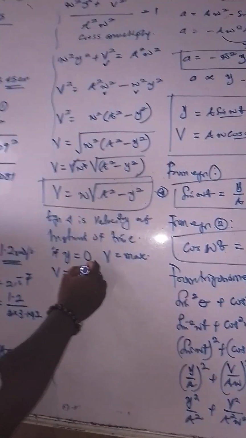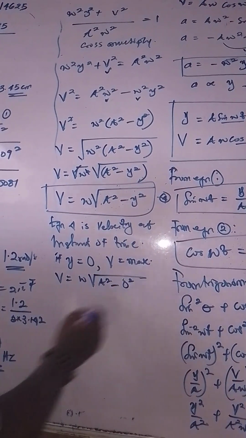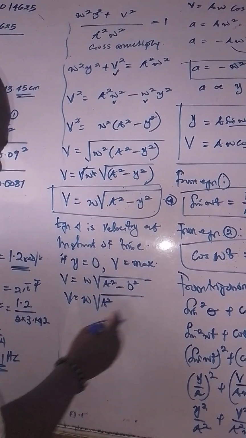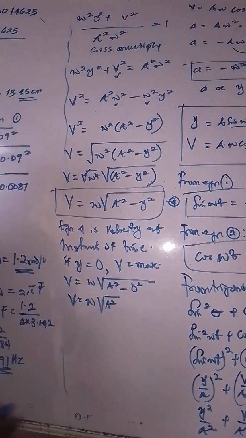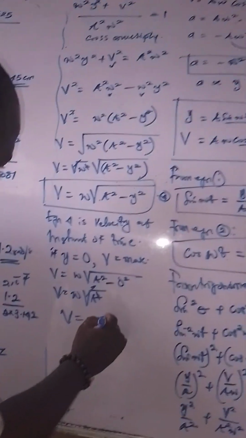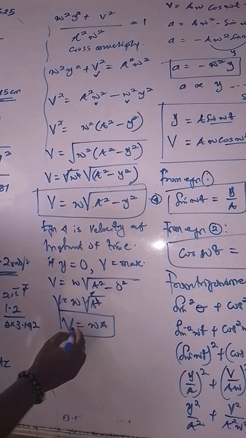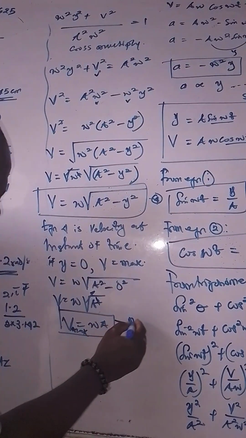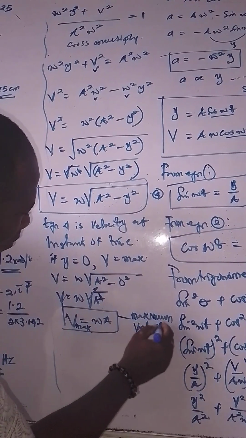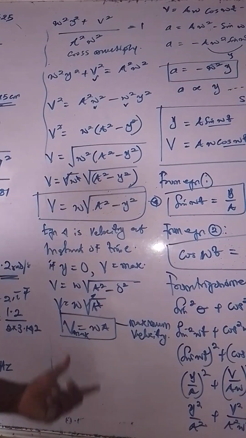Let's substitute that. v equals omega square root of a square minus 0 square. So v equals omega square root of a square, because a square minus 0 square is a square. The square cancels the root, so v is now omega A. You can see this value is used to find the maximum velocity. So this equation is for the maximum velocity of any simple harmonic motion.